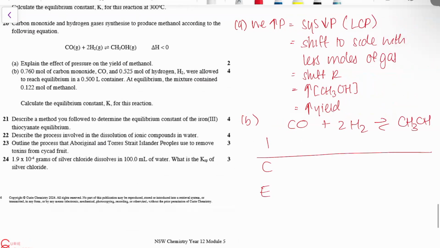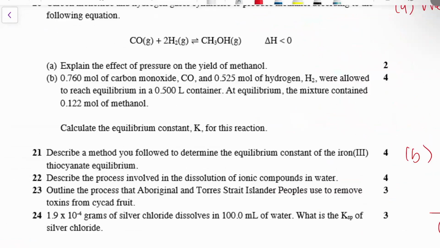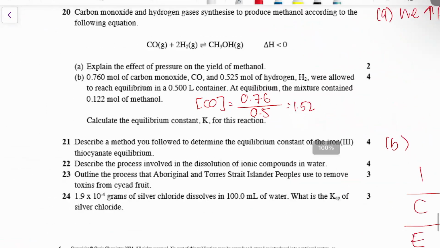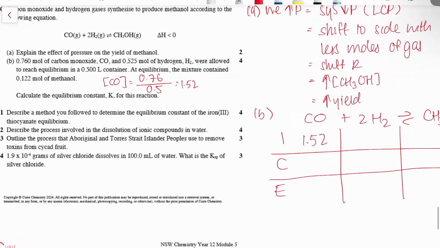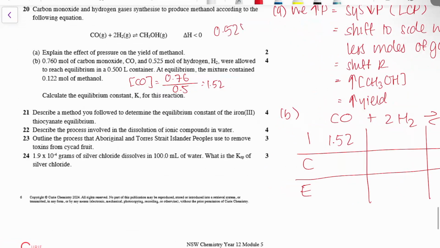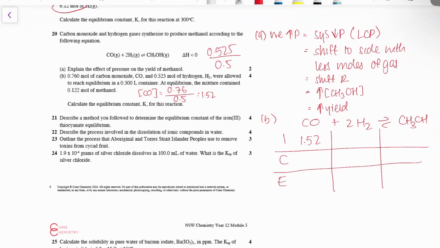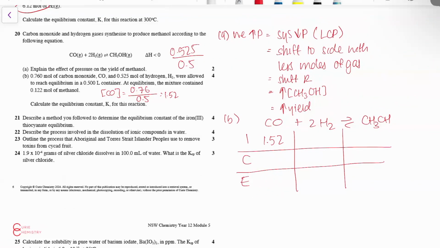ICE. They've given you moles and the volume separately, so once again, I have to calculate that myself. It's 0.76 moles of CO and the volume is 0.5 liters. So what's the concentration? 1.52. So that's the initial 1.52. And then 0.525 divided by 0.5 for the hydrogen. What's our concentration for hydrogen? 1.05. There's no methanol mentioned at the start, so I assume it's 0.